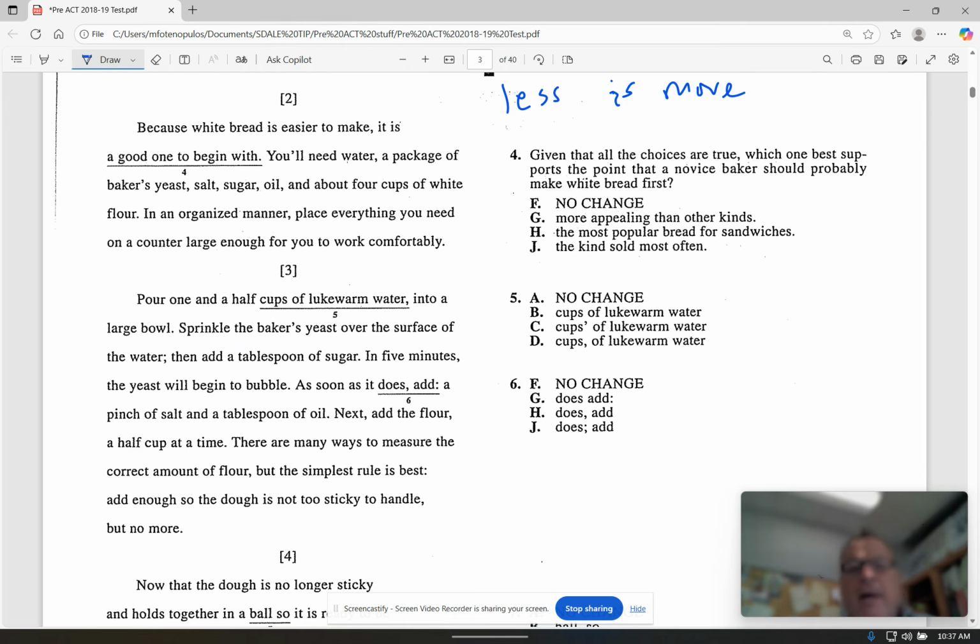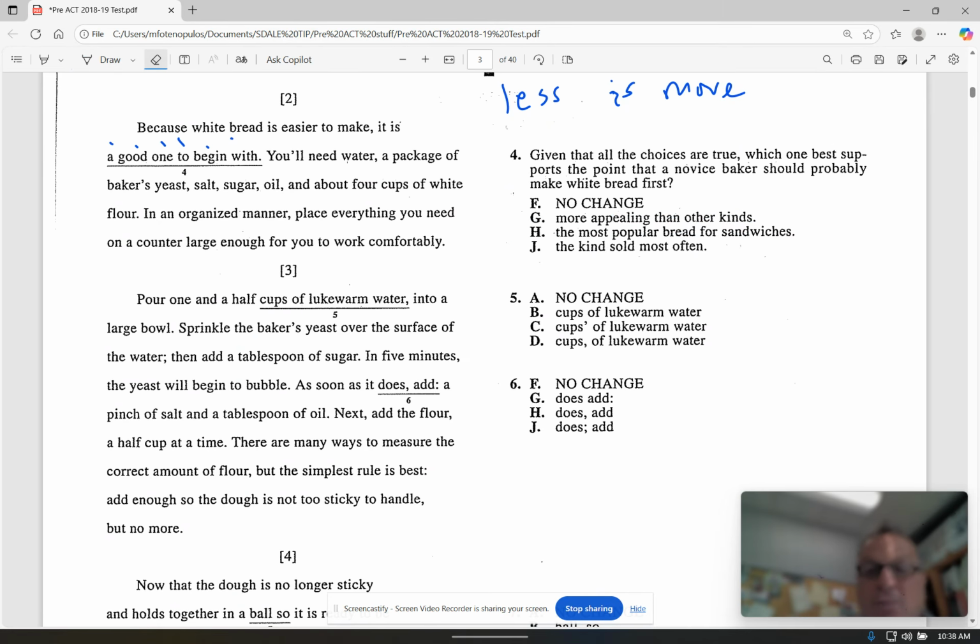So immediately, I will never really look at G and H. Why? Because they have way too many words than what you've already got. 1, 2, 3, 4, 5. I guess it's 5. I don't like G. It's just immediately it looks to be a little bit more wordy. H is way more wordy. But then again, when I come up here and go, okay, it supports what a novice baker should probably make, the bread first.